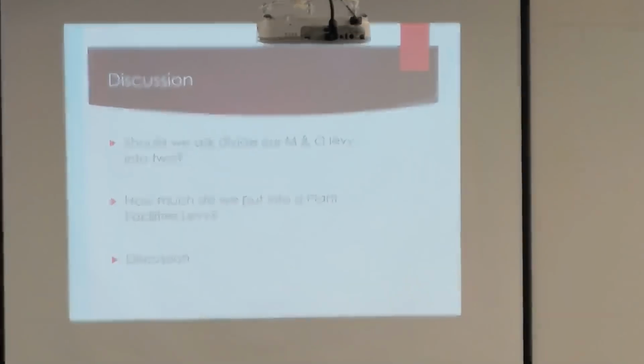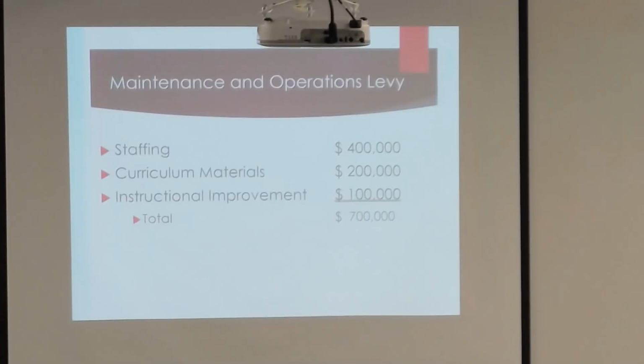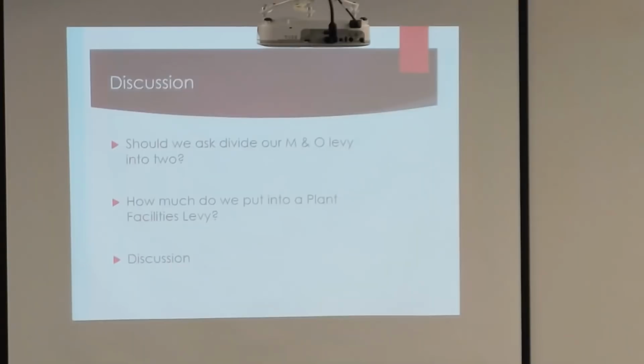Questions on this before I throw 2 discussion questions up for you, and you can go beyond them. So for the board, I have 2 discussion questions that I think, and there's probably more to ask, but I thought, let's just start with 2, and then you can tell me what you think. Should we divide our M&O levy into 2? And then how much do we put into plant facilities? If we do divide it into 2, how much should we be putting into plant facilities if we were running a 10-year levy?